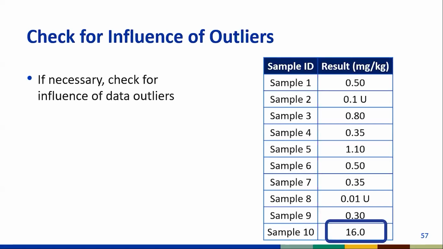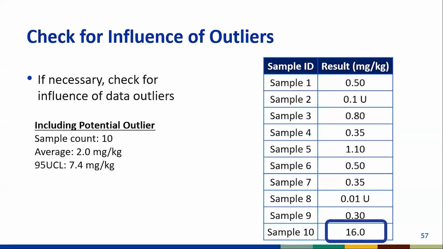As an example, the table on this slide displays results for 10 soil samples in milligrams per kilogram. Sample 10 stands out from the rest of the data set with a reported value of 16 milligrams per kilogram, 20 times higher than the next highest value. A health assessor calculated the 95 UCL for the 10 samples and obtained a result of 7.4 milligrams per kilogram. This value is more than 3 times the corresponding average of 2 milligrams per kilogram, so the health assessor decides to conduct a sensitivity analysis.